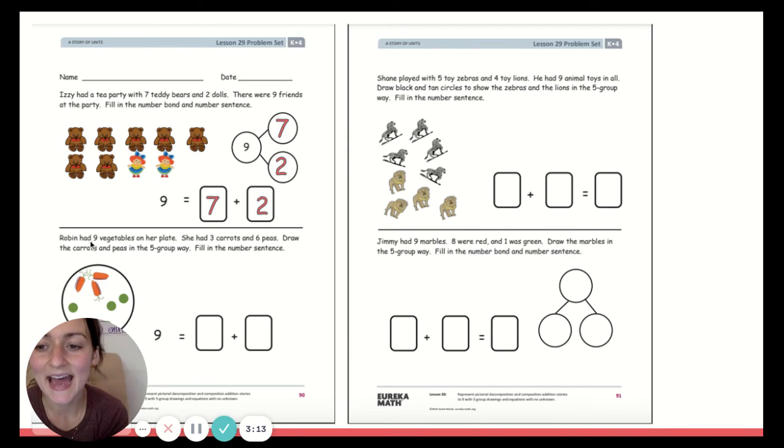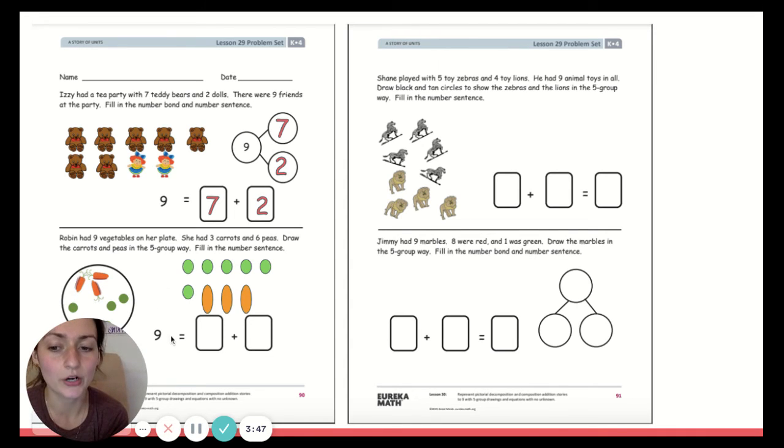Robin had 9 vegetables on her plate. She had 3 carrots and 6 peas. Draw the carrots and peas in the 5 group way. Fill in the number sentence. Well, first, let's put it in the 5 group way. Remember, that means we put 5 in a row and then continue on to the next row. So there are 6 peas. 1, 2, 3, 4, 5, 6. I moved on to the next row because I had more than 5. And 3 carrots. 1, 2, 3.